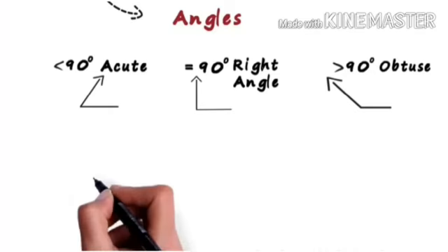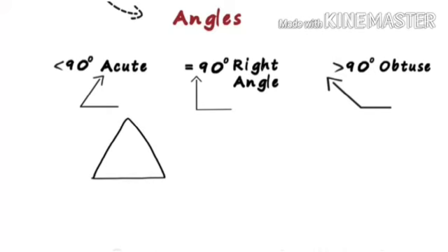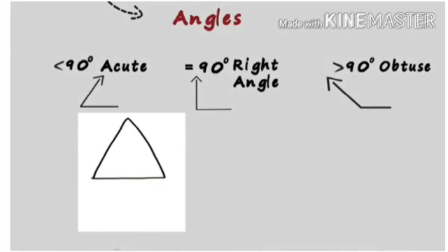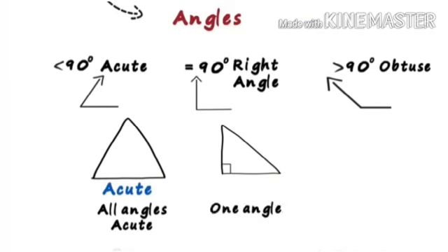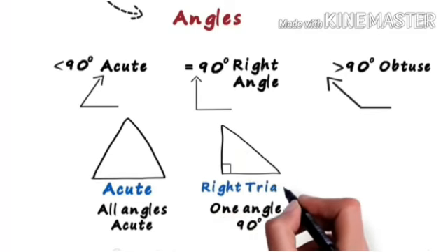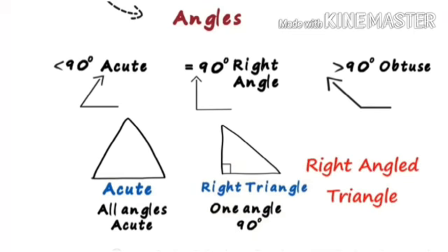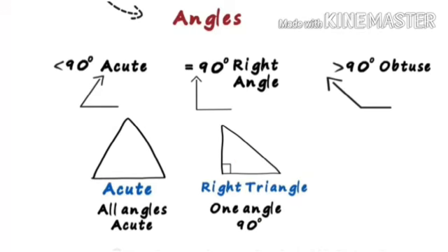Here's the good news. Triangles are also classified in a similar way. Look at this triangle. All the angles inside are acute. Any guesses on what such triangles are called? Yes, acute triangles. Now look at this triangle. This angle here is a right angle. If one angle in a triangle is a right angle, then it's called a right triangle. It's also referred to as a right-angled triangle. Remember, just one angle has to be a right angle for the triangle to be a right triangle.